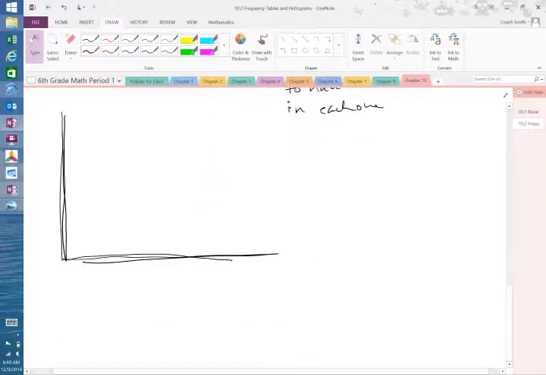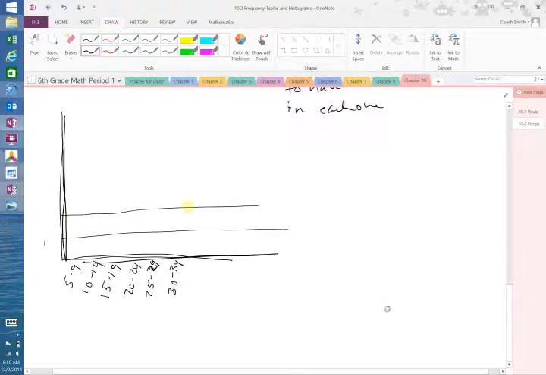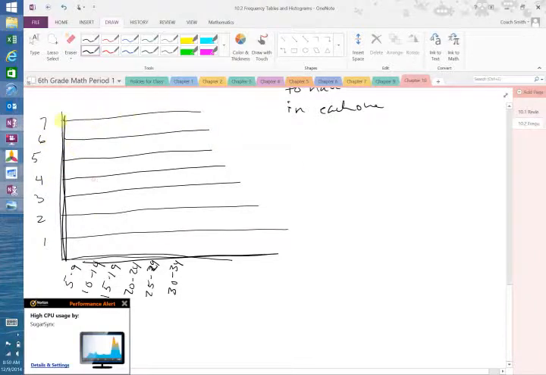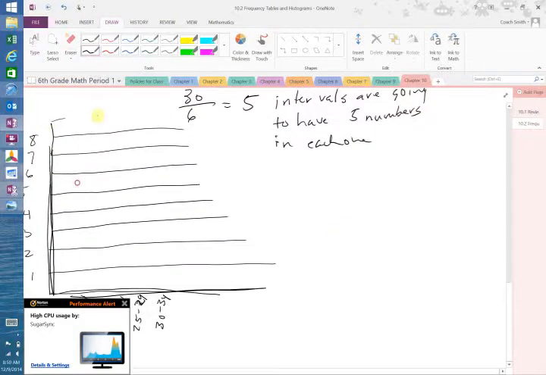And down here I would have my frequencies: 5 to 9, 10 to 14, 15 to 19, 20 to 24, 25 to 29, 30 to 34. Over here I would have 1, 2, 3, 4, 5, 6, 7, 8. I have to go up one more. 9.